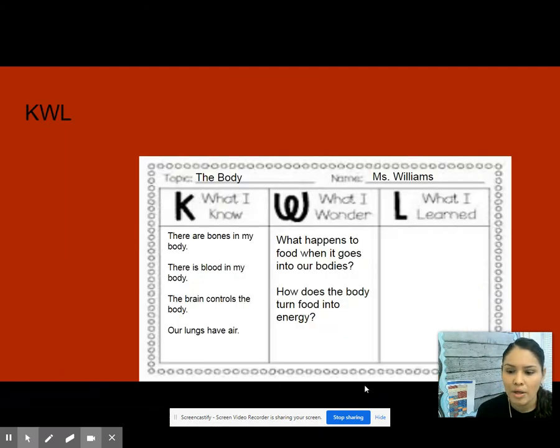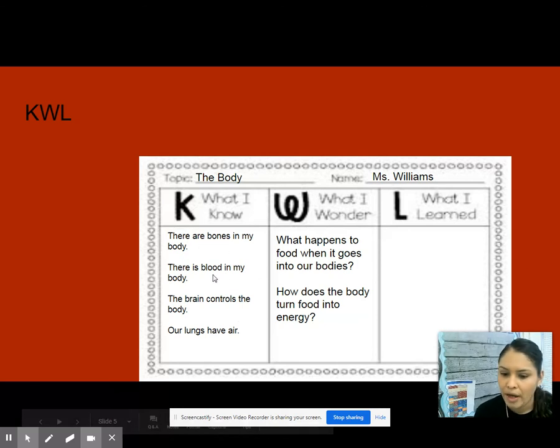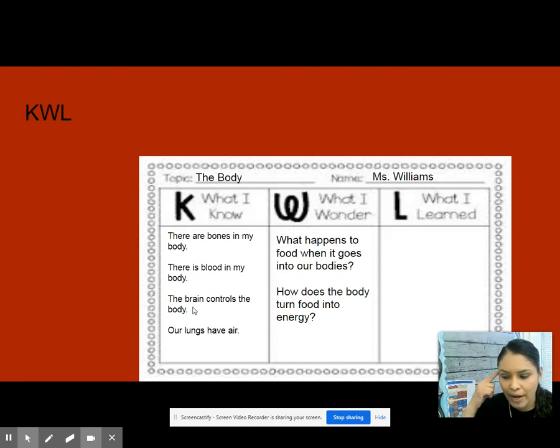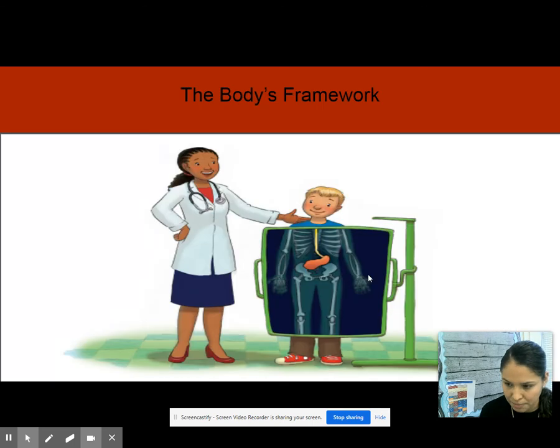Okay, so we want to see what we know, what we wonder, and what we want to learn. We know that we have bones in our body, we have blood, we have a brain that controls our body, and we have lungs. The lungs allow us to breathe. What we wonder: what happens to the food when it goes into our bodies? I really want to know that. And how does the body turn food into energy?